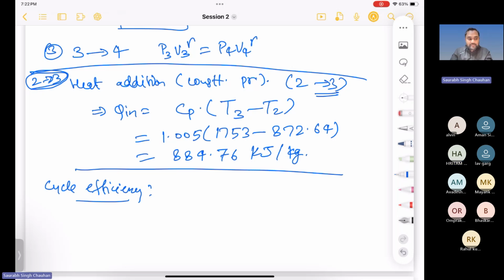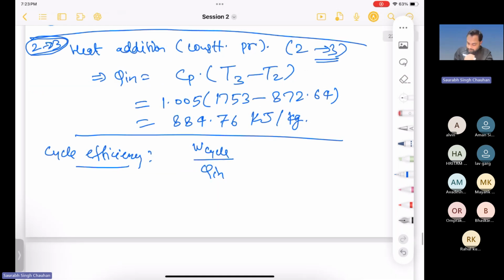And another way can be the definition. Cycle efficiency is defined as net work output and heat supplied. Okay, let us do both processes and check if we get the same value. So first we will do it by the formula. What is the formula?